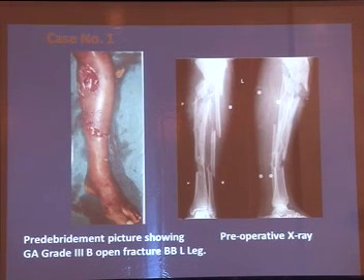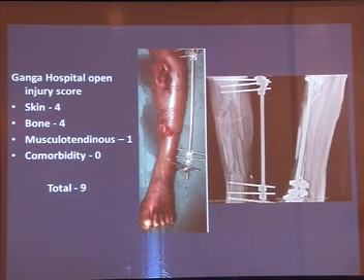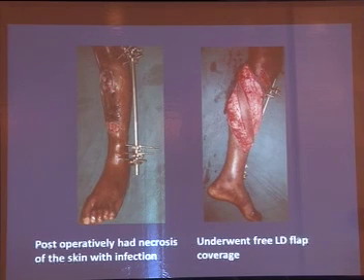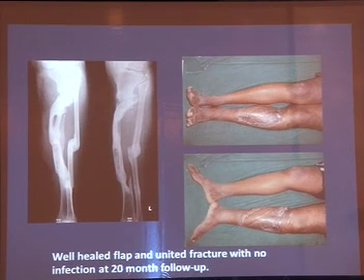Now, coming to case examples, this is the first case, which was a type 3 fracture of both bones of the leg. This is the clinical photograph and X-rays. The wound was debrided and an external fixator was applied. Later on, the patient went on to have skin necrosis with infection, followed by debridement and a PLD flap. And after 20 months of follow-up, the fracture healed and the wound also healed.